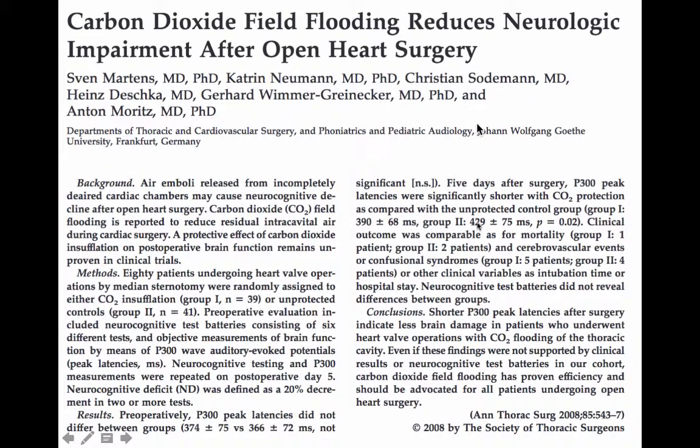And what they found was that this P300 wave auditory evoked potential test indicated less brain damage in patients who underwent heart valve operations with CO2 flooding of the thoracic cavity. "Even if these findings were not supported by clinical results or neurocognitive test batteries in our cohort, carbon dioxide field flooding has proven efficacy and should be advocated for all patients undergoing open heart surgery." That was their conclusions.